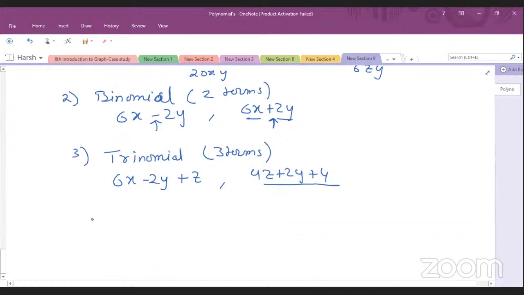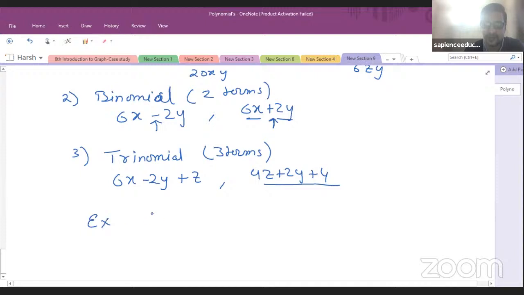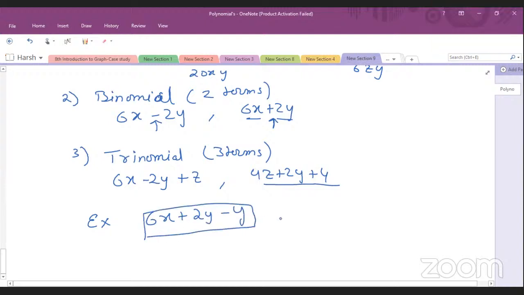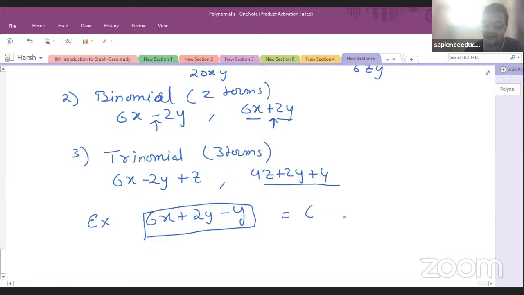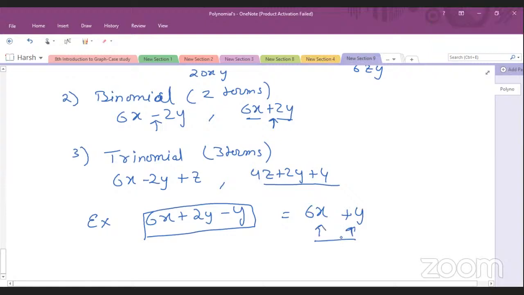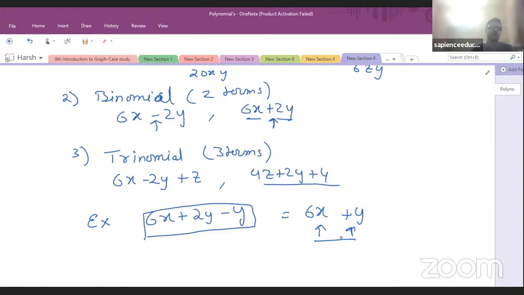I will give you an example now. I'll ask you a question. 6x plus 2y minus y. Tell me how many terms are here? Sir, 2 terms. Very good. So we can write 6x plus y, which is 2 terms. It's a binomial. Got it? Is it clear? Yes, sir. Okay. So we say monomial, binomial, trinomial in terms of number of terms.